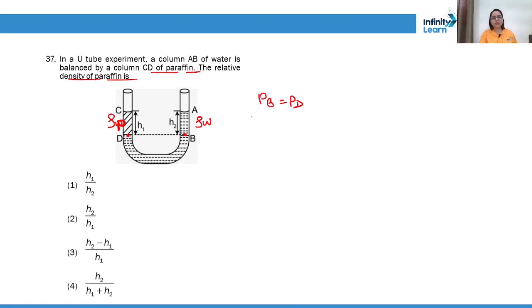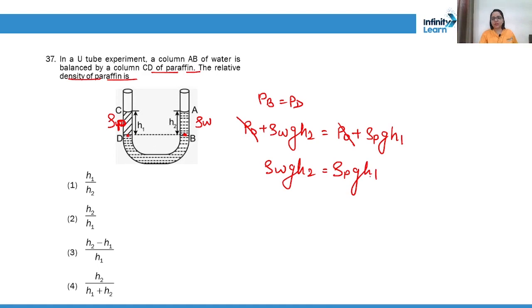Okay. So pressure at point B is P naught plus rho W into g into H2, and this is equal to pressure at point D, which is P naught plus rho P into g into H1. So P naught will cancel, and g cancels too. So we have rho W g H2 equals rho P g H1. So rho P upon rho W is H2 divided by H1, and density of a substance divided by density of water is your relative density, which is H2 by H1, which is option 2.